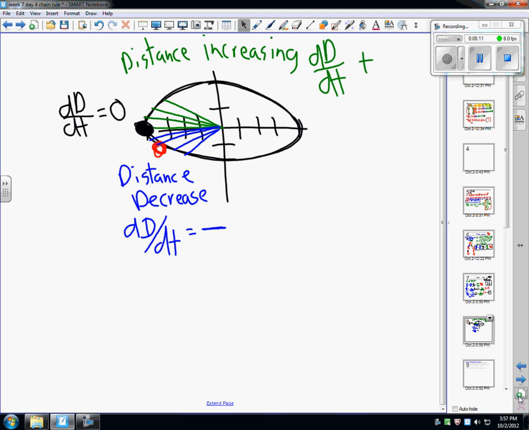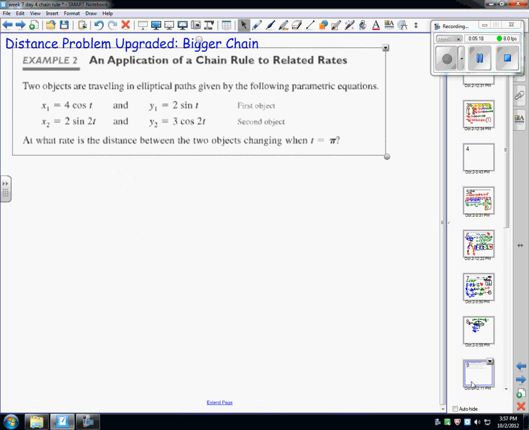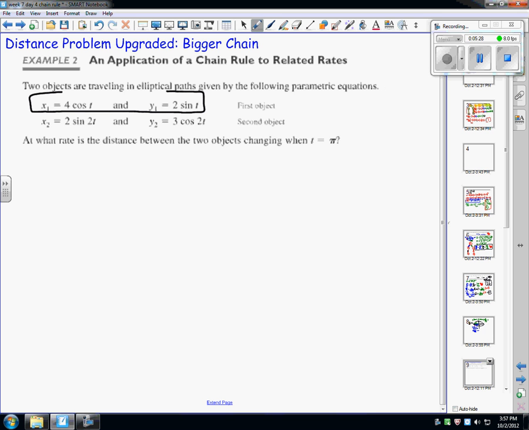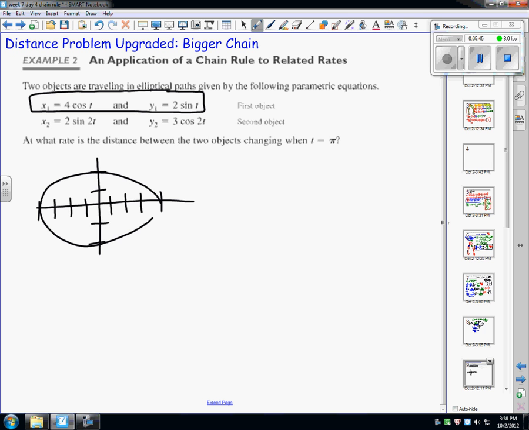Let's take a look at a bigger chain, because we've done a couple examples now of the same looking chain. Let's upgrade it. Here comes the upgrade. Okay? I'm going to do the same idea. If you notice, this guy is the same track. So let's draw this to see what in the world is going on here. So this guy is 1, 2, 3, 4, 1, 2, 3, 4, 1, 2, 1, 2. So this guy's moving just like we've had before.